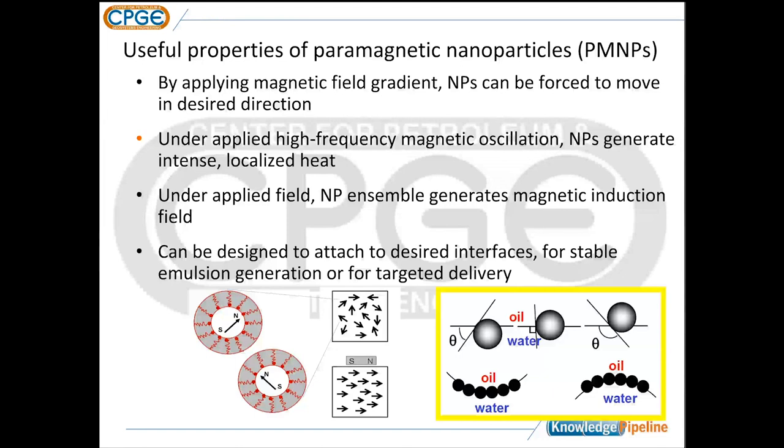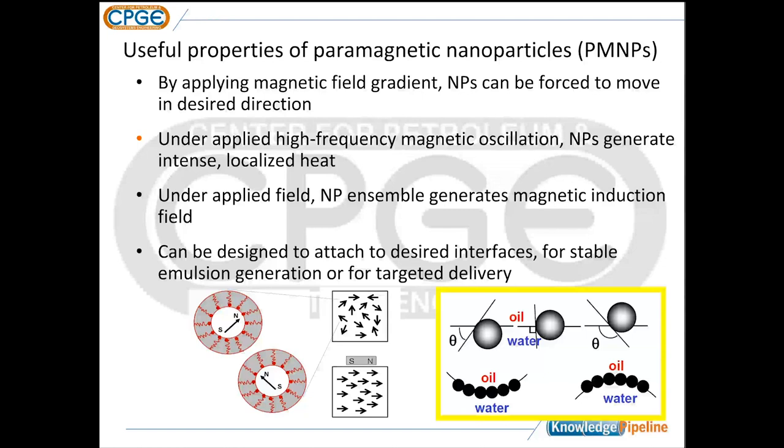So the reason that paramagnetic nanoparticles are so exciting is because of their very useful properties shown here. That is, by applying a magnetic field gradient, nanoparticles can be forced to move in a desired direction. Under applied high-frequency magnetic oscillations, magnetic nanoparticles generate intense localized heat. And under an applied magnetic field, the magnetic nanoparticle ensemble generates a magnetic induction field, so that the magnetic nanoparticle cloud can be detected remotely.